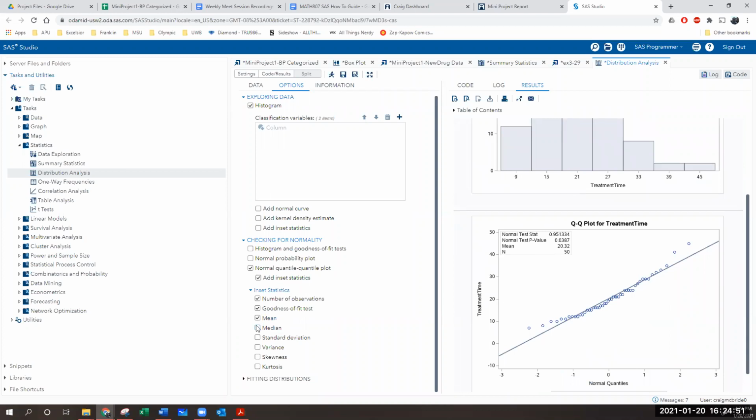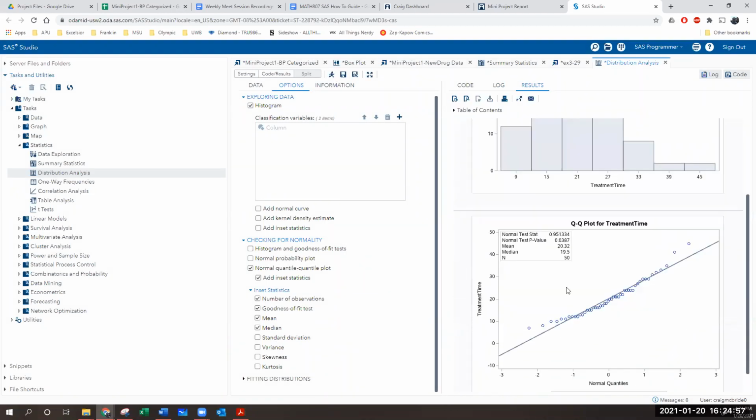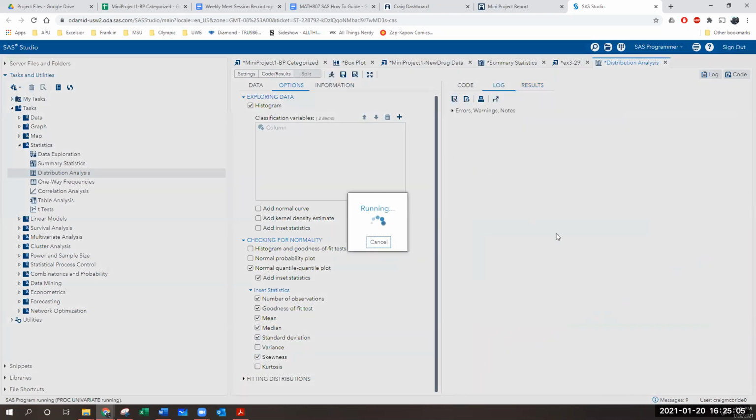I mean, really, let's put the median in here. Let's see what the difference is between the mean and the median. Yeah, I mean 20.3 and 19.5. That's nothing, right? You can do skewness and standard deviation, run that.